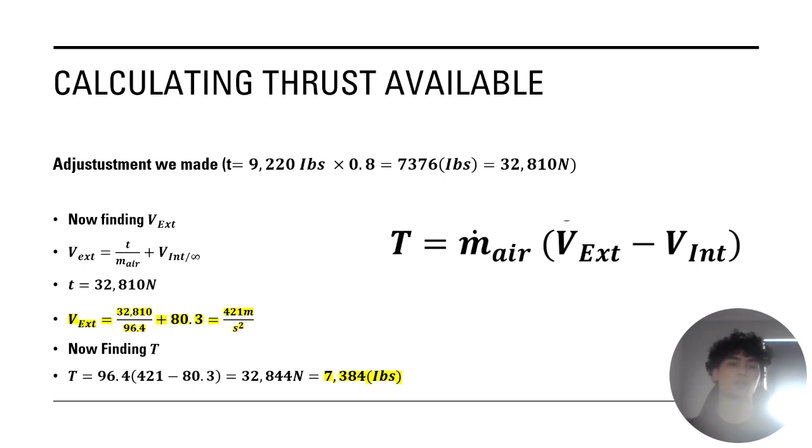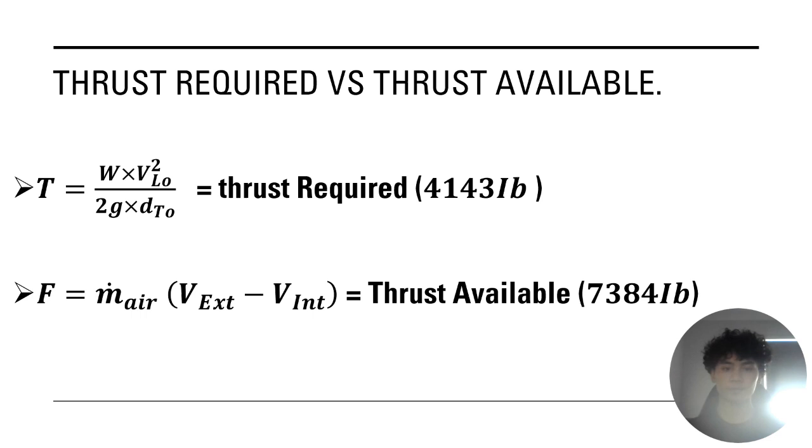Finally, we calculate the thrust directly from the momentum equation, which gives us 32,844 newtons, or converted to 7,844 pounds. This value is the thrust available at liftoff speed, which is lower than the rated maximum, but much more realistic. It reflects the fact that static thrust values can't be applied directly once the aircraft is moving, and aerodynamic drag comes into play.